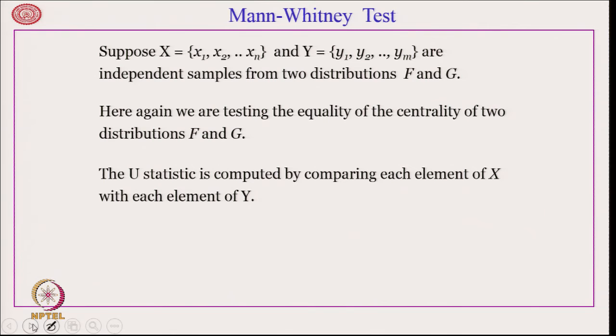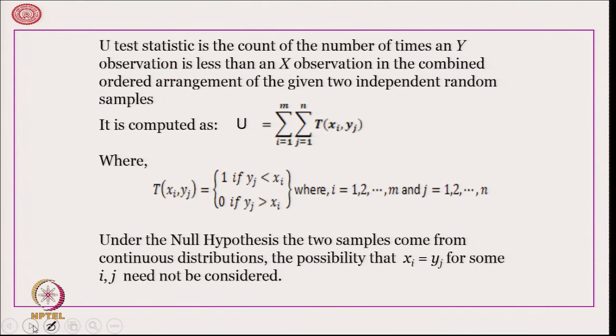So, we shall explore the test and then we shall see what is the relation between Mann-Whitney test and Wilcoxon rank sum test. So, suppose x 1, x 2, x n and y 1, y 2, y m are independent samples from two distributions f and g. So, here again we are testing the equality of the centrality of the two distributions f and g, where f is the CDF of x and g is the CDF of y. The U statistic is computed by comparing each element of x with each element of y. So, let me explain.